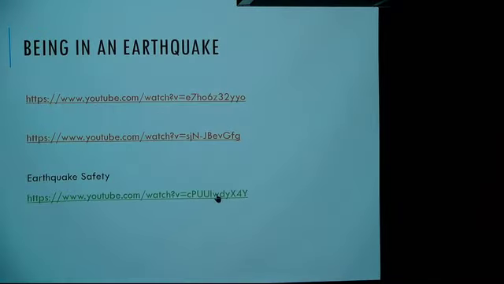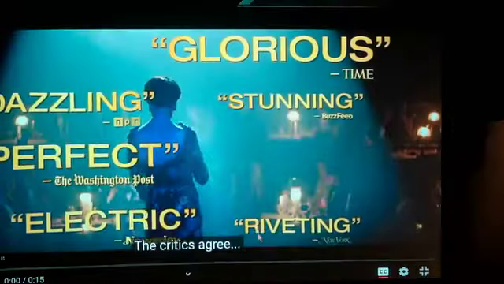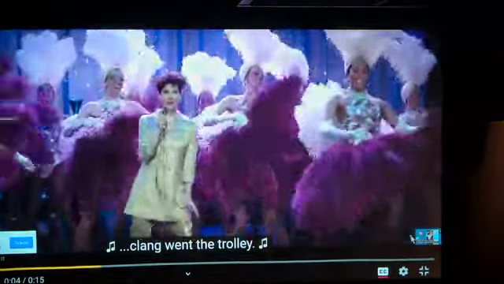Oh, earthquake safety. This is my tribute to earthquake safety. And someone mentioned this before class. The critics agree. Oh, Renee Zellweger, sorry, gives the performance of the year. Astonishing. All right.